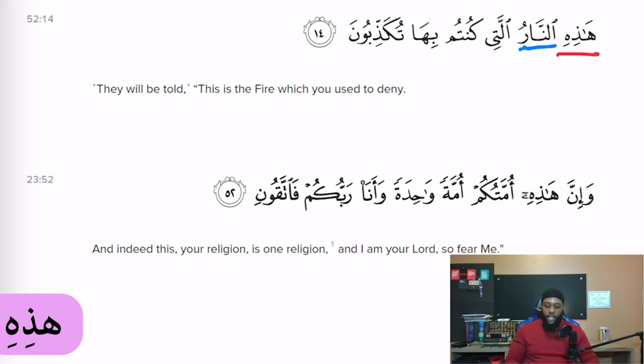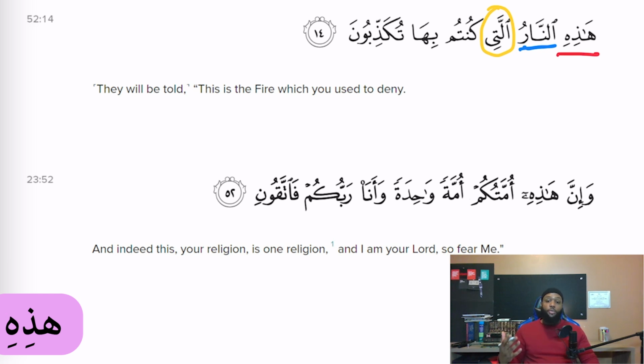هذه النار. And التي we're going to take a look at. But this fire is the one that, or that which, kuntum is what we'll call a strange verb for now, right? And it's from kana, right? To be. In the past tense, was, right?